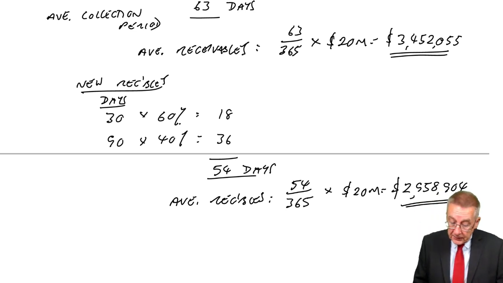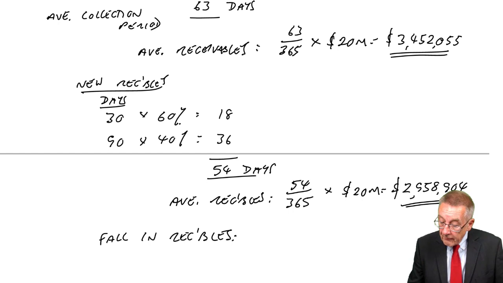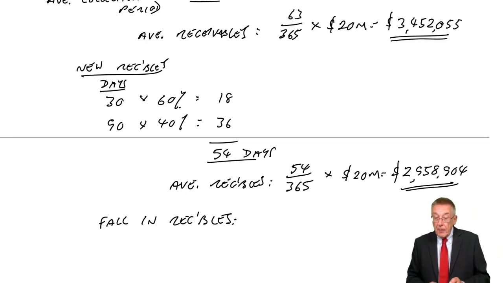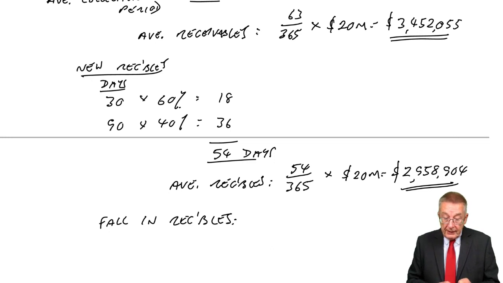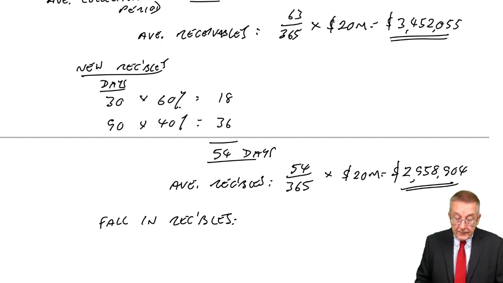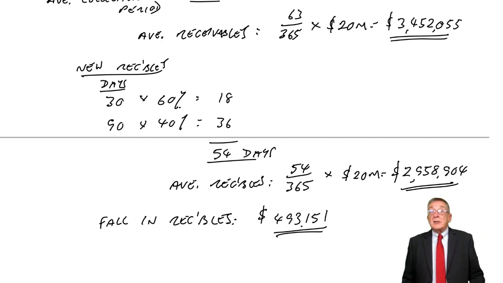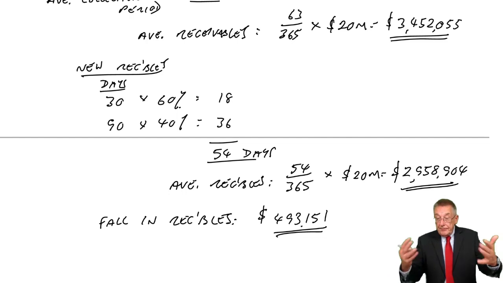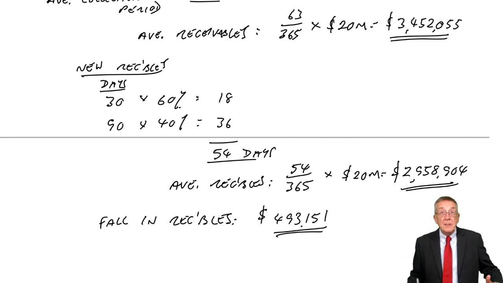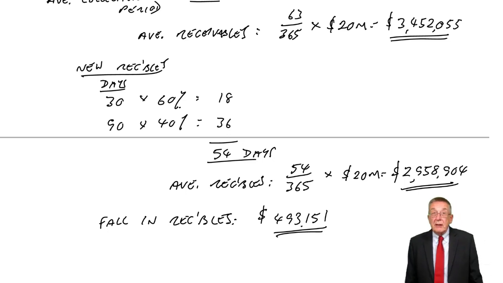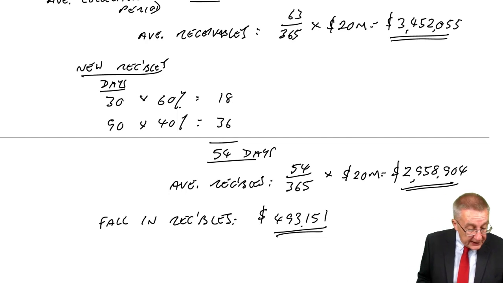However, as a result of offering the discount, there's a fall in the receivables. At the moment, on average, 3.45 million throughout the year. In future, 2.958 million. And so the fall, 3,452,055 minus 2,958,904, is 493,151. So throughout the year, on average 3.4 million, falling to an average 2.9 million. So throughout the year, receivables are 493,000 lower. And as a result, we can reduce our overdraft by 493,000 and save interest at whatever rate it is, 15%.